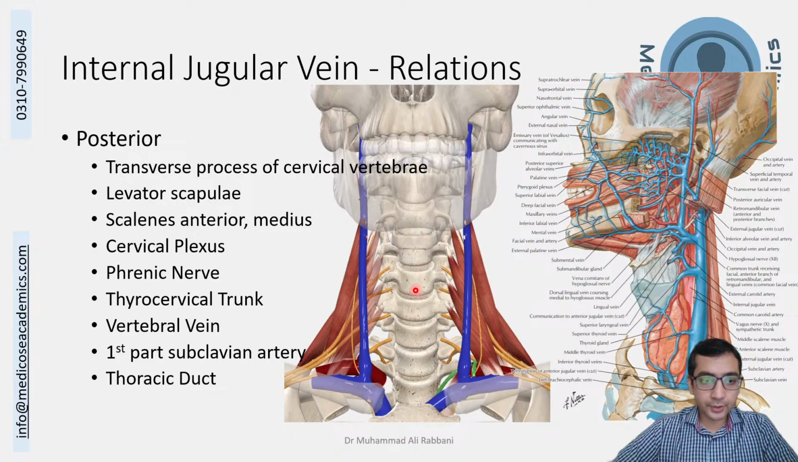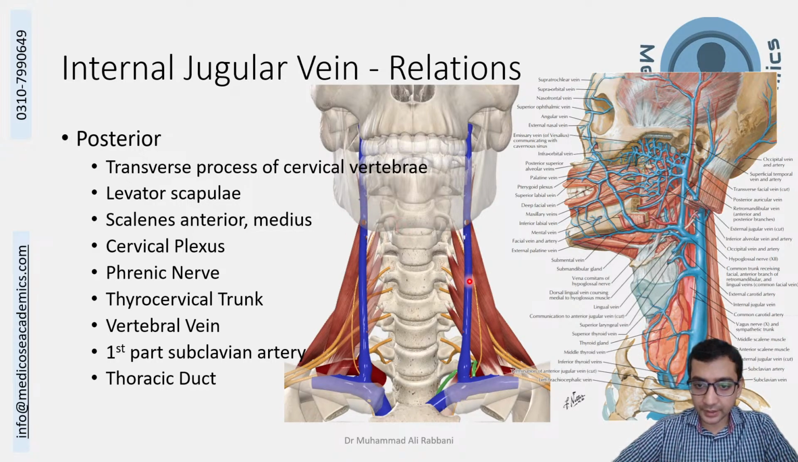Posteriorly, which structures are related to it? Posteriorly, if we see through a radiogram, a venogram, it is related to the transverse processes. Just the transverse processes are behind it. Then there is a set of muscles, the lateral group of prevertebral muscles, scalenus anterior, scalenus medius, and at the highest point, levator scapulae. This is behind it. And if we consider looking through the scalenus anterior, the cervical plexus, and in the lower part the brachial plexus, is in the posterior relation.